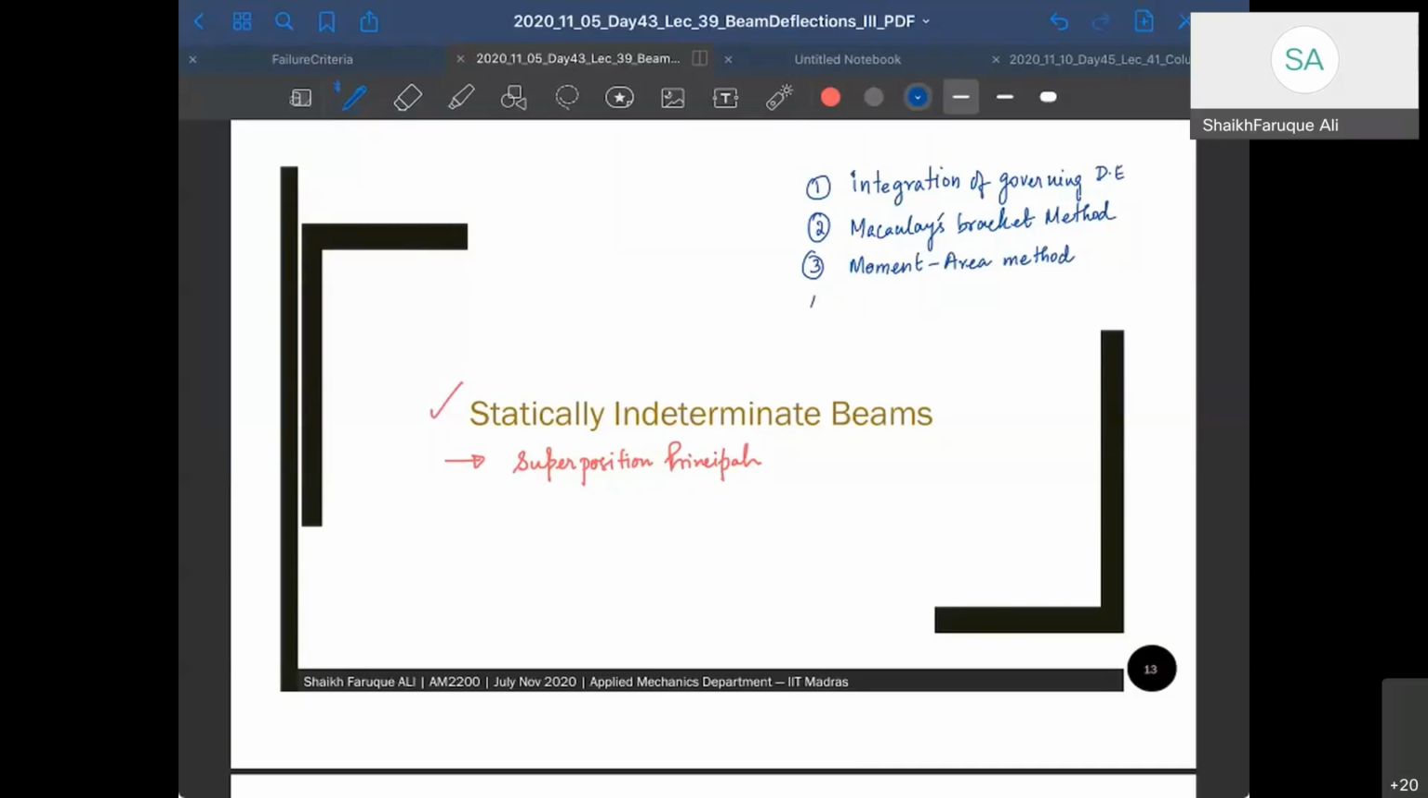And the fourth method that we learned is Castigliano's method, right? That is based on the strain energy principle. Strain energy, right?